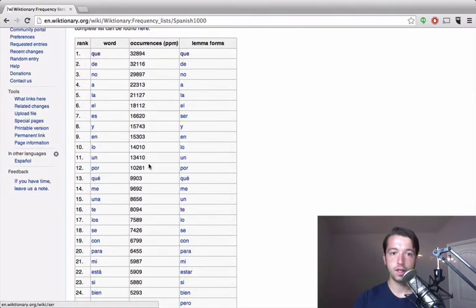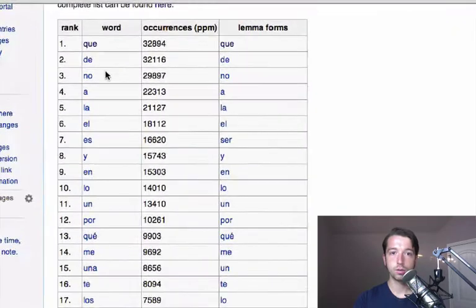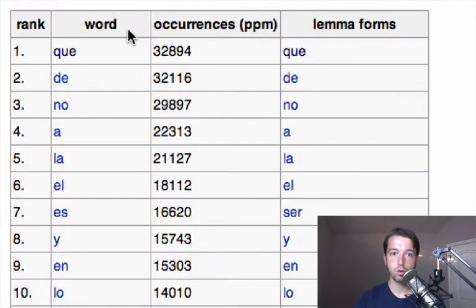This column right here is occurrences, or parts per million. So what you do is if you take 4 digits off the end, you have your decimal point right there. So this is almost 3, so about 3.3% of all words in Spanish are the word que. That's a pretty important word.